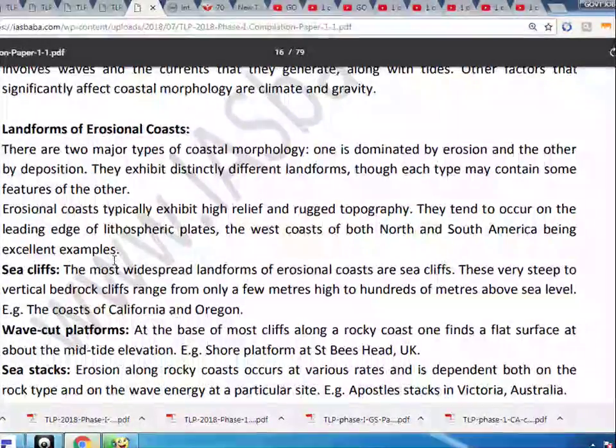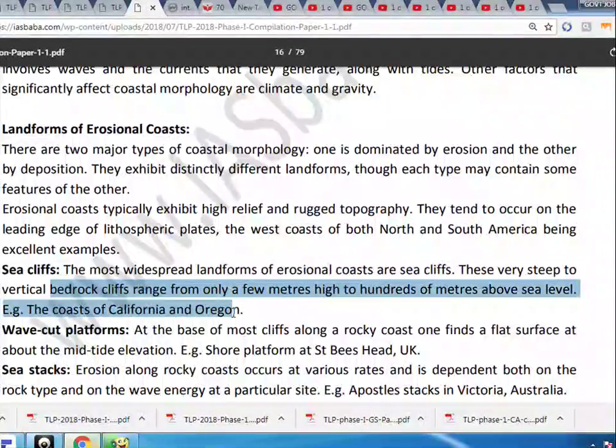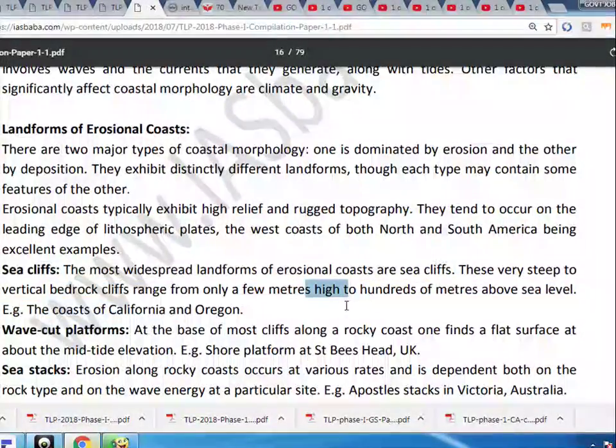Sea cliffs. The most widespread landforms of erosional coasts are sea cliffs. These very steep to vertical bedrock cliffs range from only a few meters high to hundreds of meters above sea level. E.g., the coasts of California and Oregon.